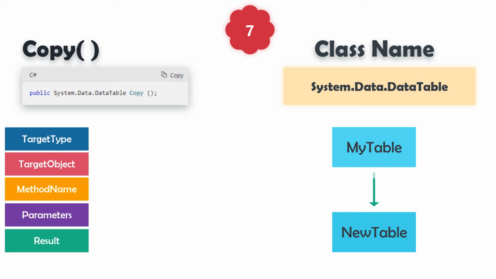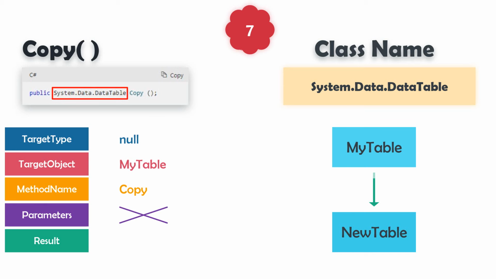So first we check if we have a static or non-static method. As you see, we don't have the word static. So it's a non-static method. It means we set the target type null. And the target object is the instance. It means I set here the table which I want to copy. In my example it's my table. And the method name is Copy. And we don't have parameters in this method, so no need to add anything.